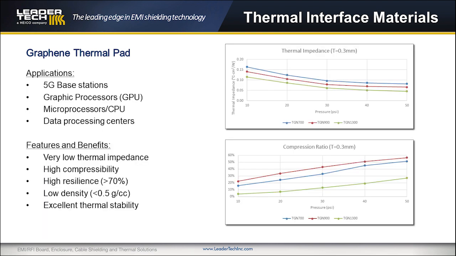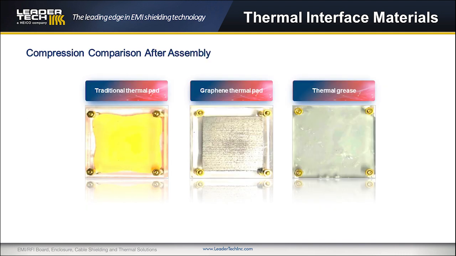TGN material applications are 5G base stations, graphic processors, microprocessors or CPUs, and data processing centers. Its features and benefits are very low thermal impedance, high compressibility, high resilience, low density, and excellent thermal stability. Here is a visual comparison of each thermal product under compression. You can see how the graphene material barely deforms or expands under compression as opposed to its counterparts.